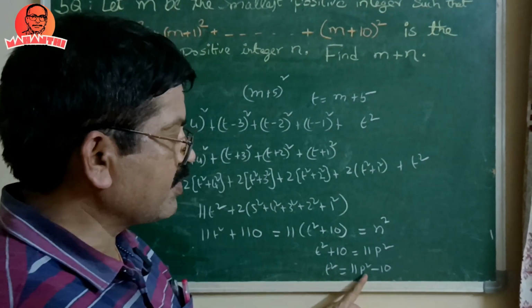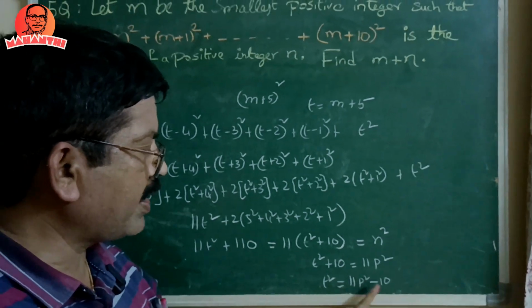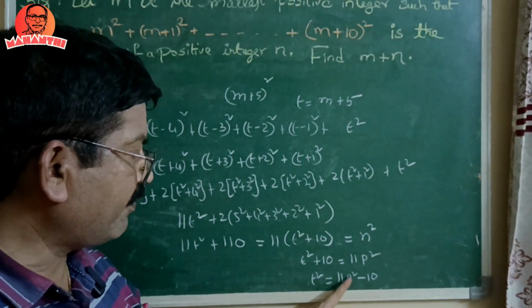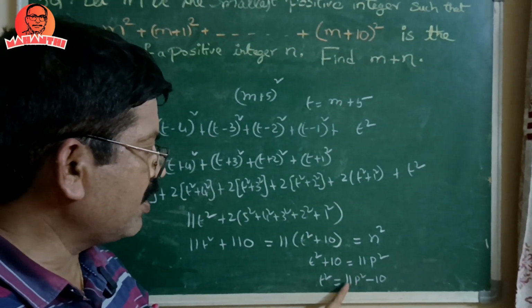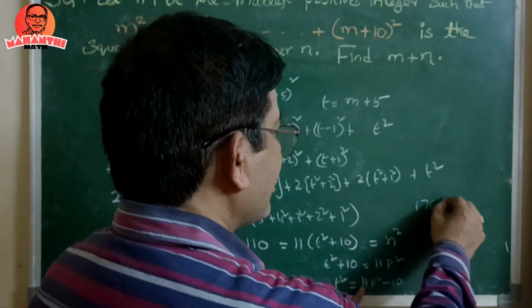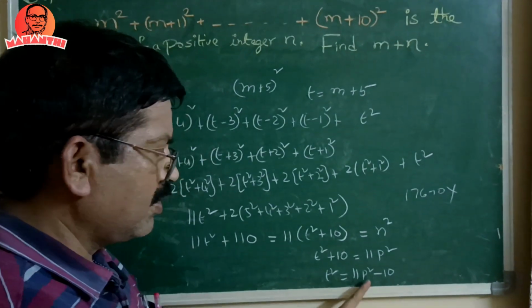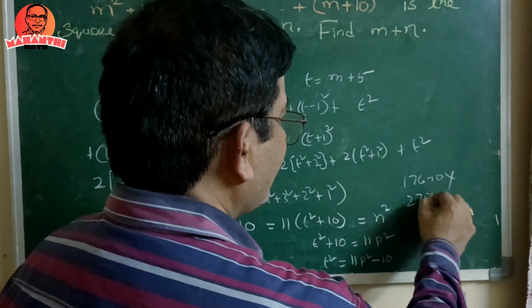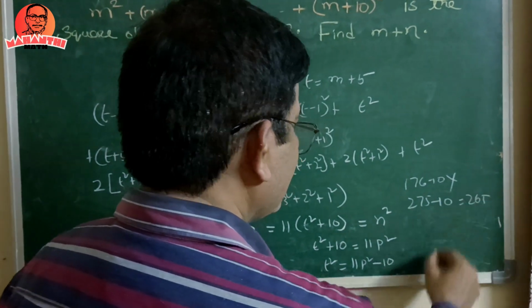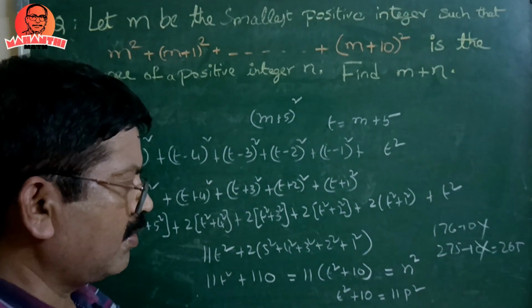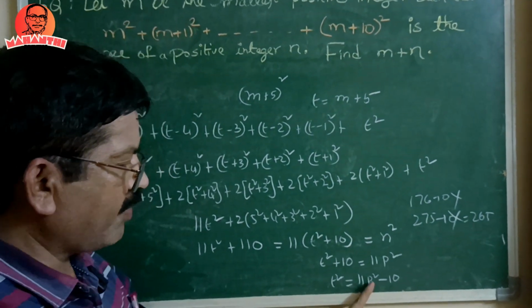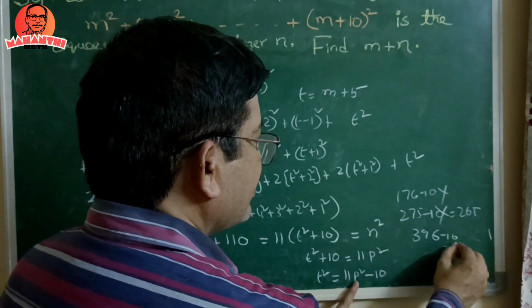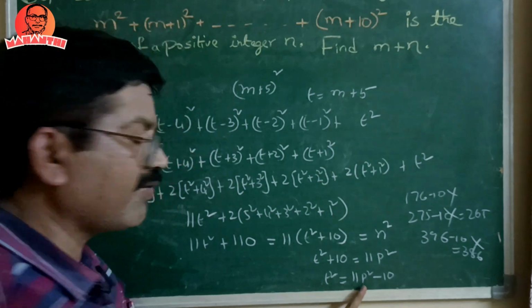Now the next perfect square is 4. 11 into 4, 44 minus 10, 34. But 34 is not a perfect square. So leave that one. After 4, 16. 16 into 11, 176 minus 10. It is not a perfect square. After 16, 25. 25 into 11, 275 minus 10, 265. This is also not a perfect square. 36 we will keep, next perfect square. 36 into 11 is 396 minus 10, 386. This is also not a perfect square.